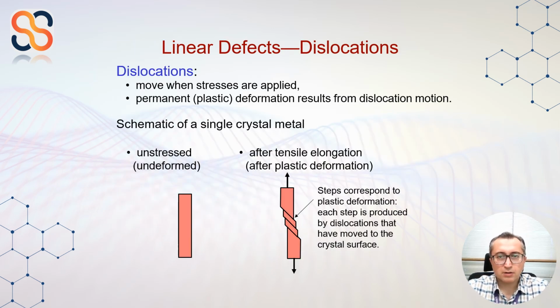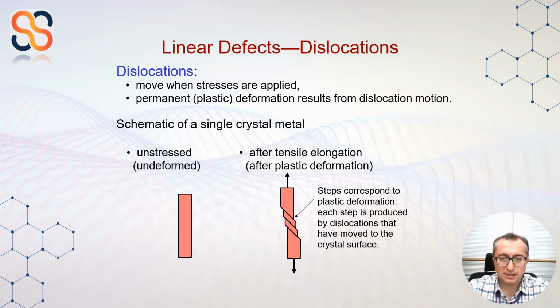Let's explore more. When we apply stress to a material, the dislocations within its structure begin to move. This movement is key to understanding how materials deform. Let's break this down. Movement under stress. When we apply stress, it can cause dislocations to shift. As these dislocations move, they create a slip in the material, which is a fundamental process in deformation.